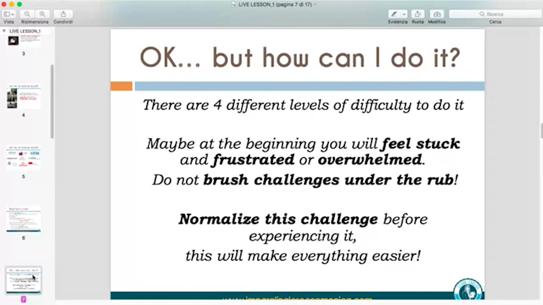But, okay, now maybe you are wondering how you can do it. There are 4 different levels of difficulty to do it. Maybe at the beginning you will feel stuck and frustrated or overwhelmed. But what you don't have to do, of course, is brush challenges under the rug. You have to normalize this challenge before experiencing it, because this will make everything easier.